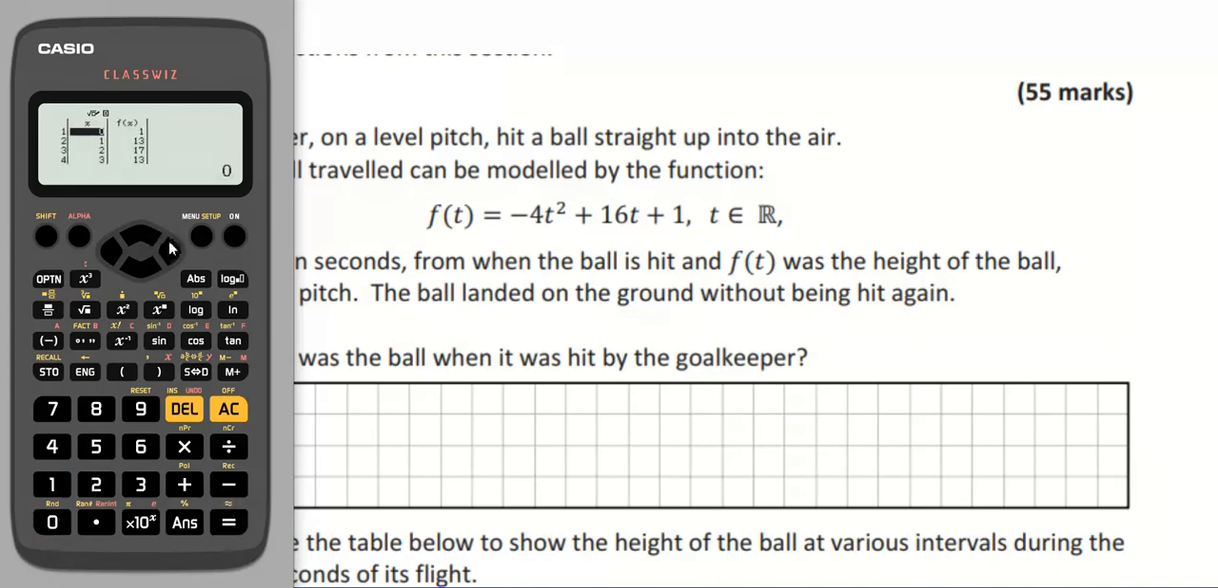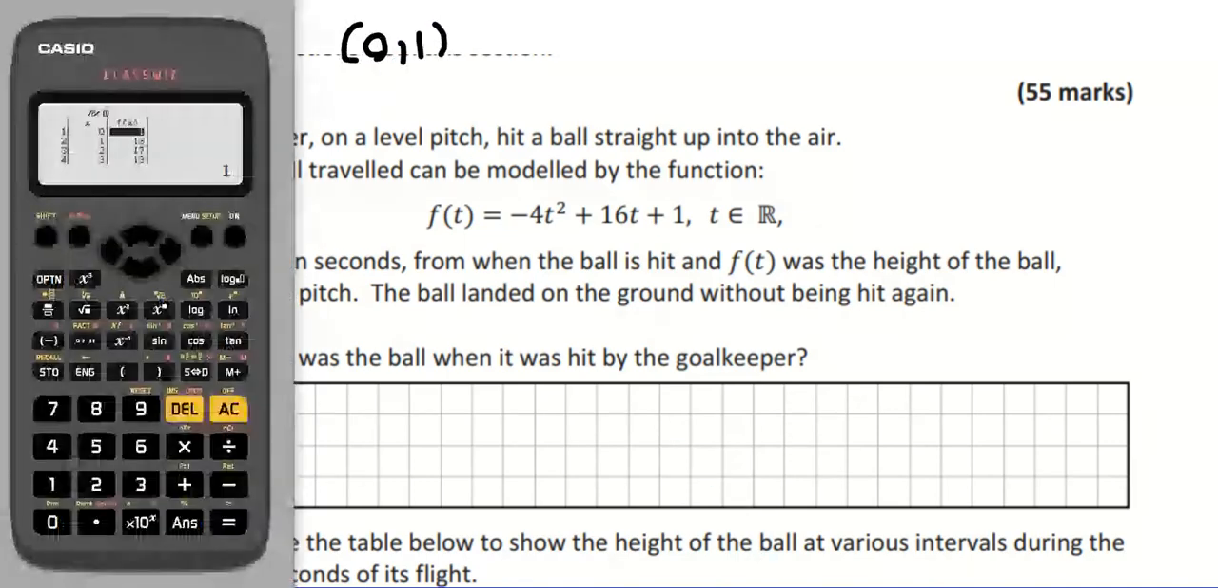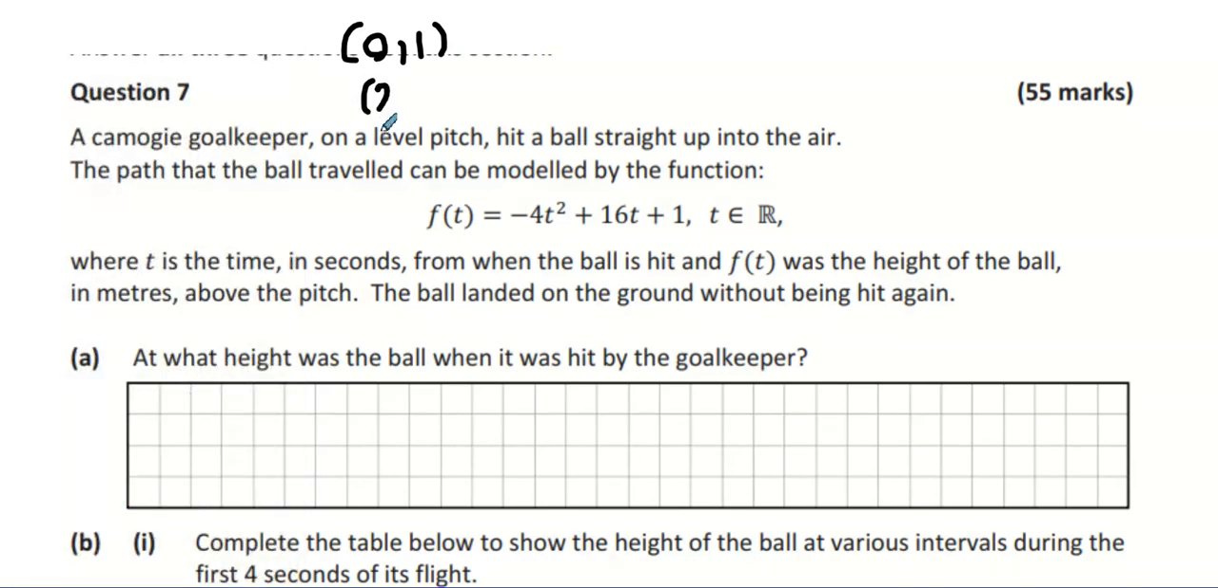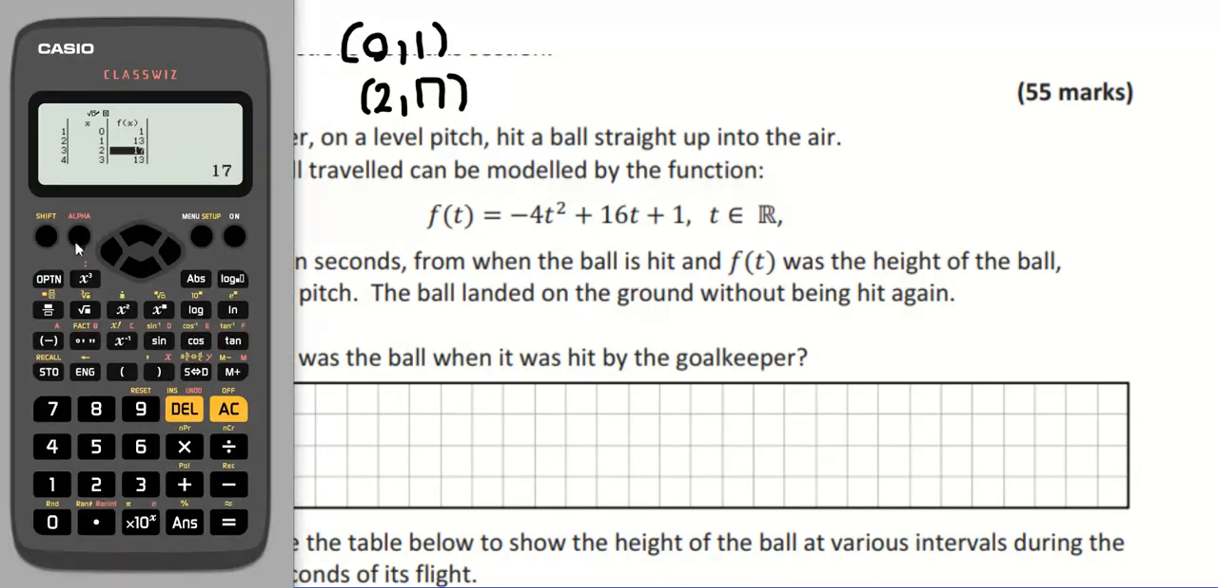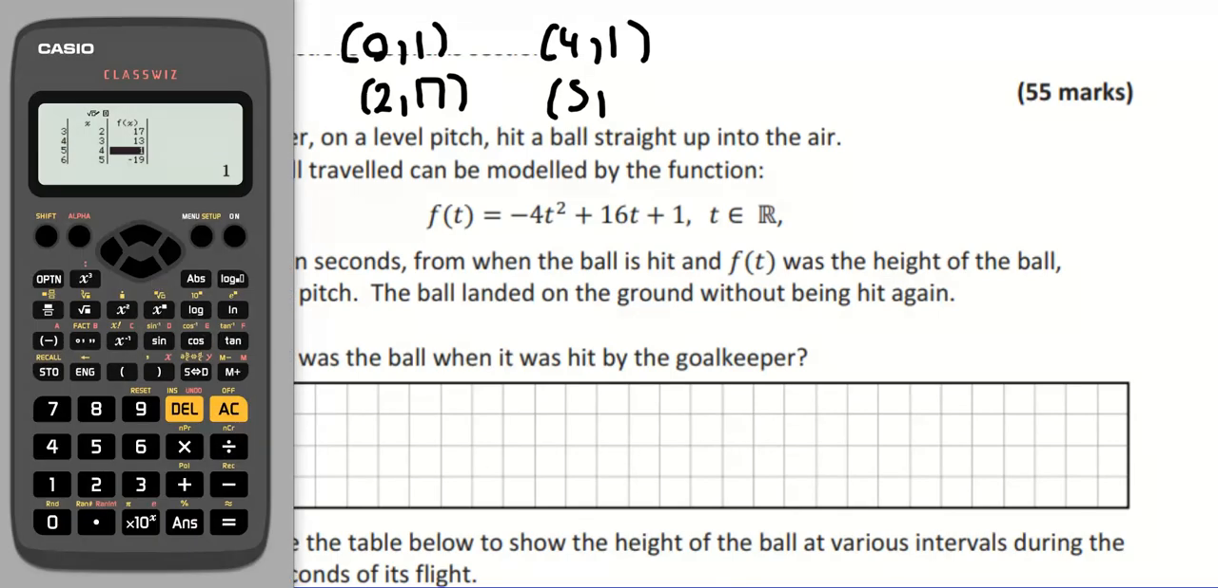Look at these numbers, 0, 1. That basically means that at time 0, the ball is 1 meter in the air. And if you keep going all the way up, you can see that at 2 seconds, it reaches a height of 17 meters. Then somewhere between 4 and 5 seconds, at 4 seconds, it's back at 1 meter. And at 5 seconds, the ball is basically at minus 19.